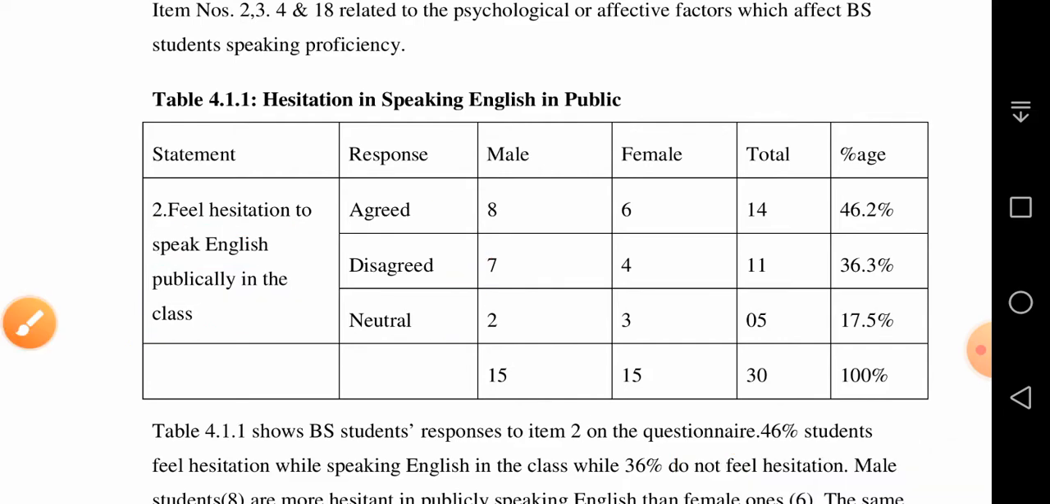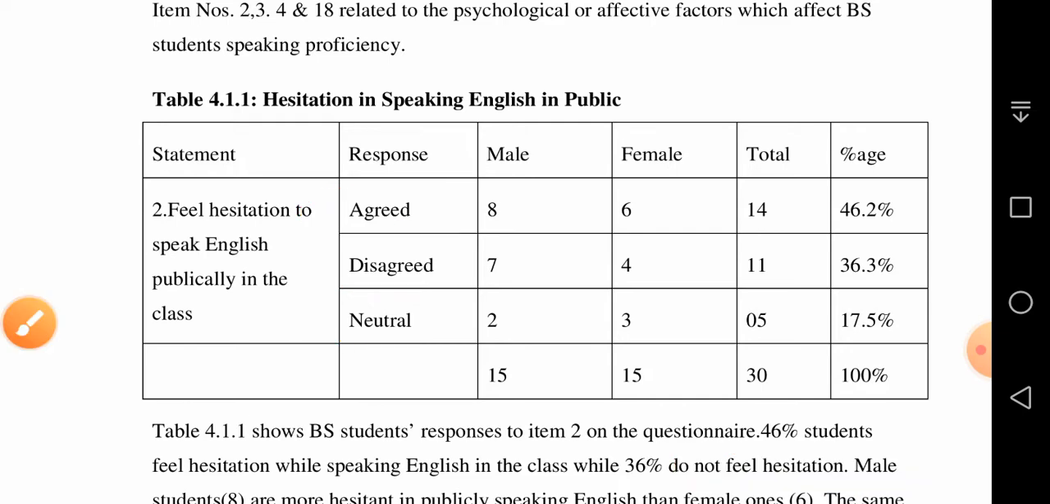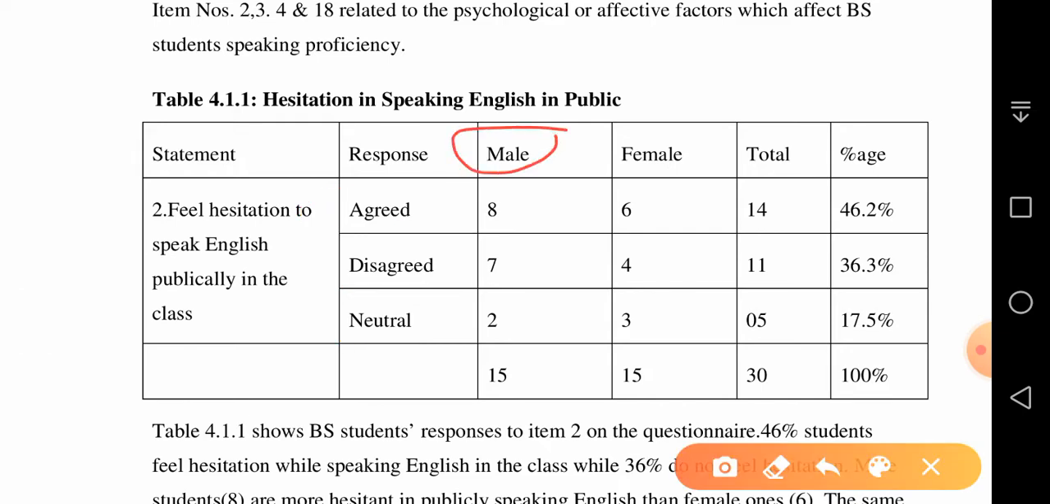Now while analyzing data in rough sheets, you have to merge strongly agree and agree into one category, and strongly disagree and disagreed into one category, and then neutral. See, there were 15 male students and 15 female students. So the total students who participated in this study were 30. Everything should be related to the main topic, nothing incongruous should be there.